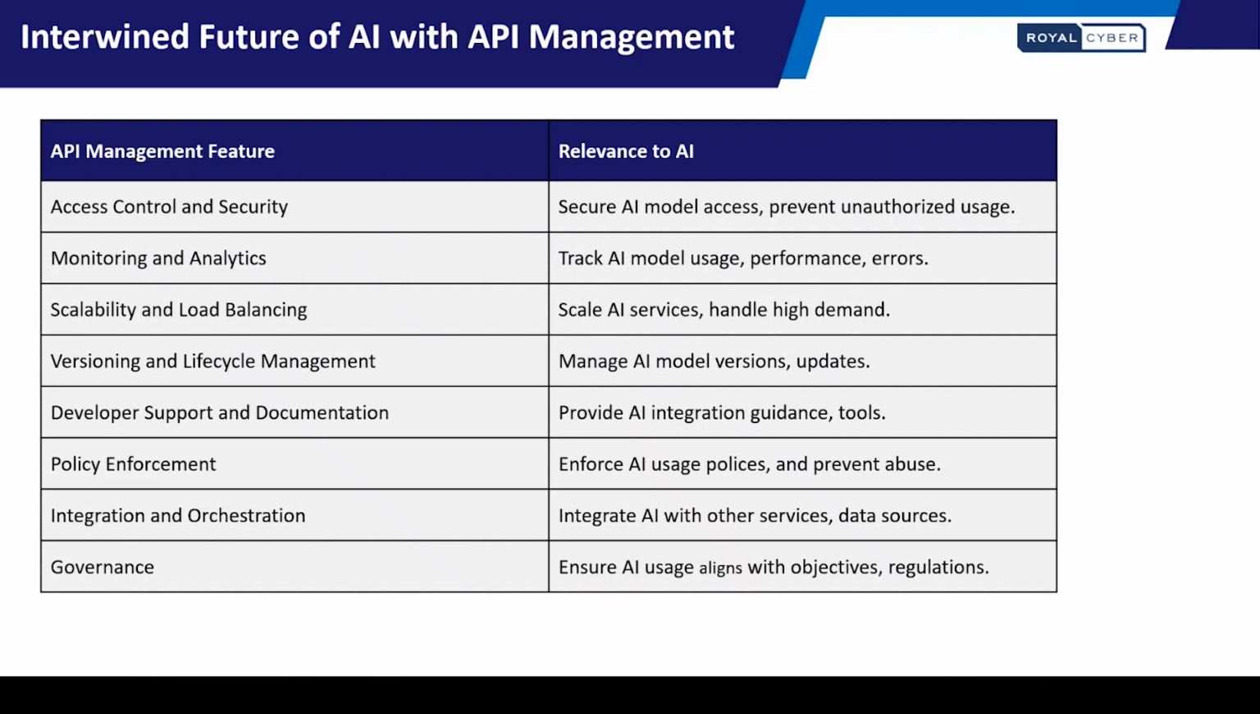And it's relevant to AI because AI models evolve over time. As they are retrained and improved, API management helps in managing different versions of AI models, ensuring backward compatibility and providing a structured process for updating models without disrupting existing services. Development support and documentation provides comprehensive documentation, a developer portal, and tools for API consumers.